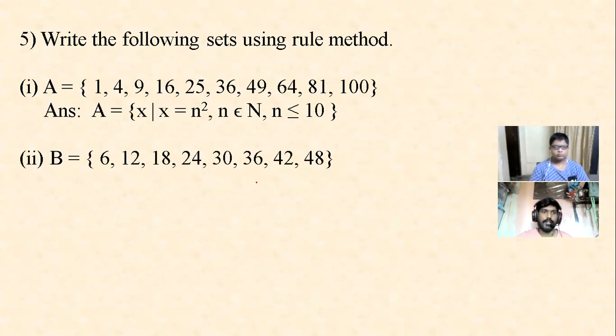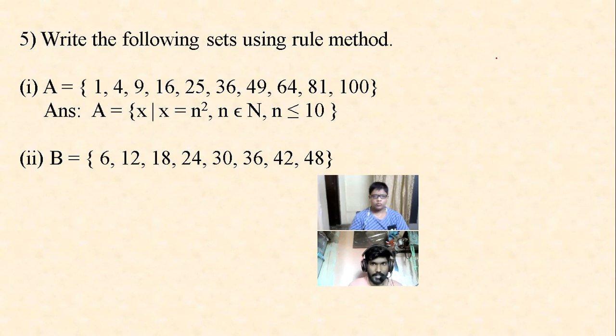Second one. Look at the second one, B. This is in the listing form. You have to write it in the set builder form. Look at the numbers carefully and tell me what table this is. Table of 6. Correct. Now, how will you write it? Just try to identify the pattern. First, x is equal to 6. And in the table of 6, where does 6 come?